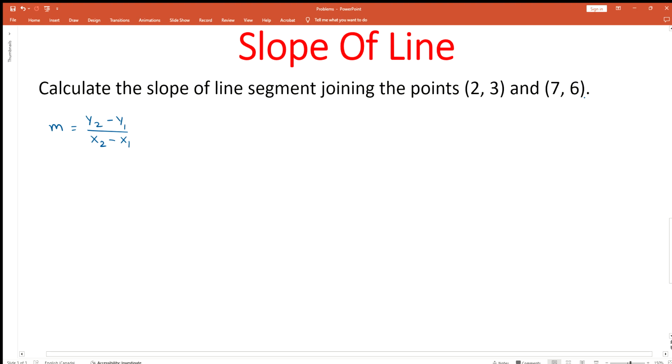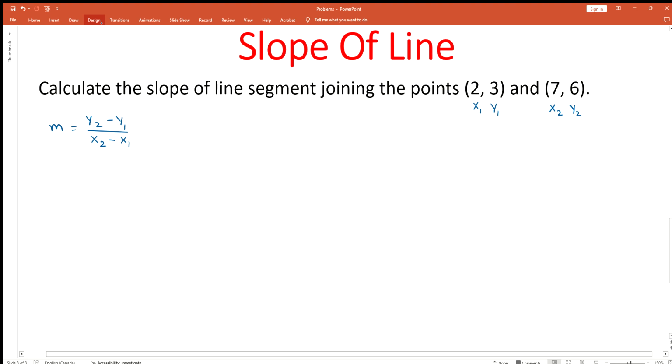We can label one of these points as x1, y1 and the other point as x2, y2. We can label either one of these points as x1, y1 and the other one as x2, y2. The answer will be the same.